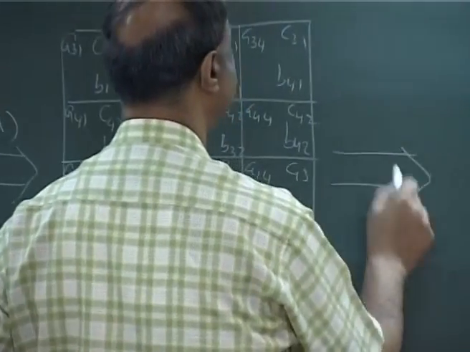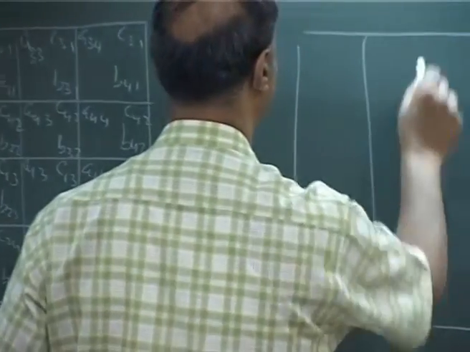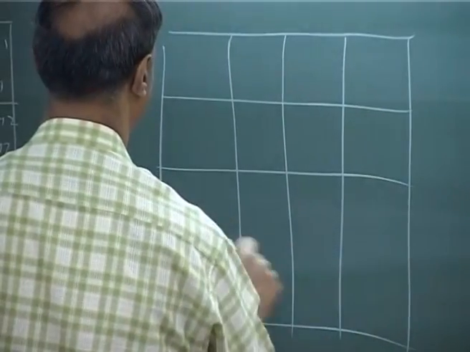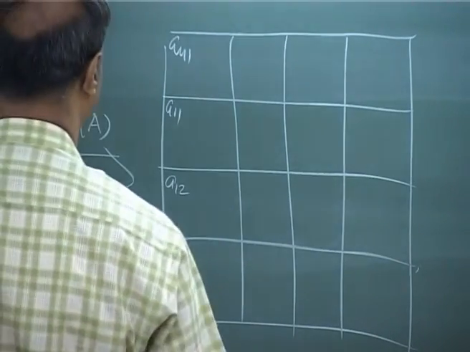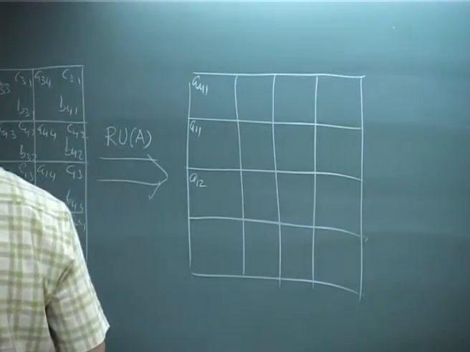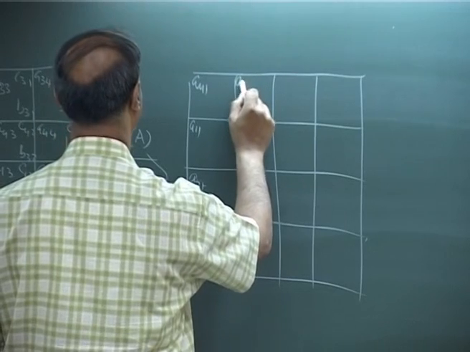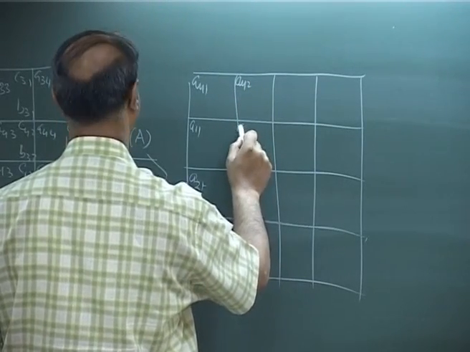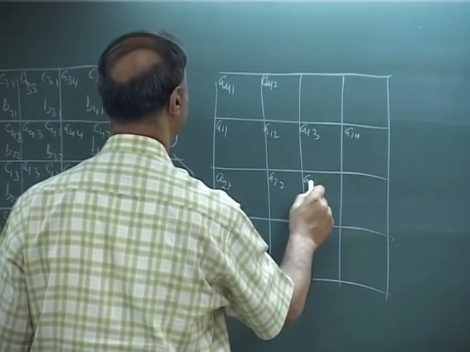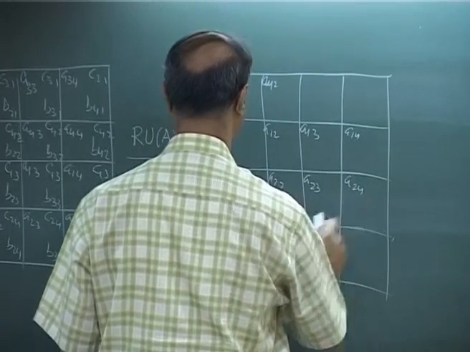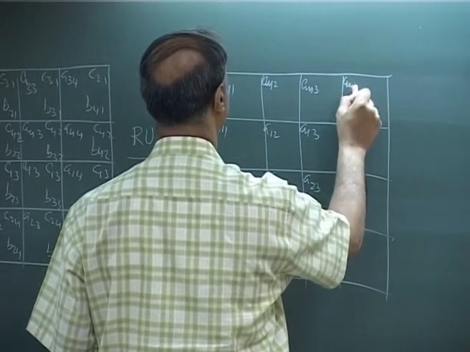Again you do the rotate up, and you get A41, A11, A42, A12, A13, A14, A22, A23, A24, A32, A33, A34, A43, A44.